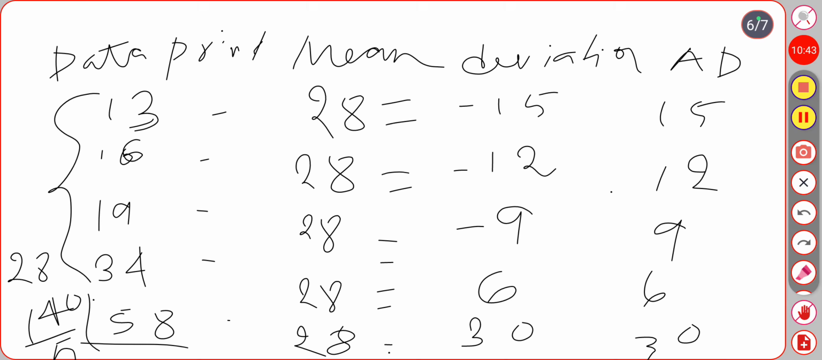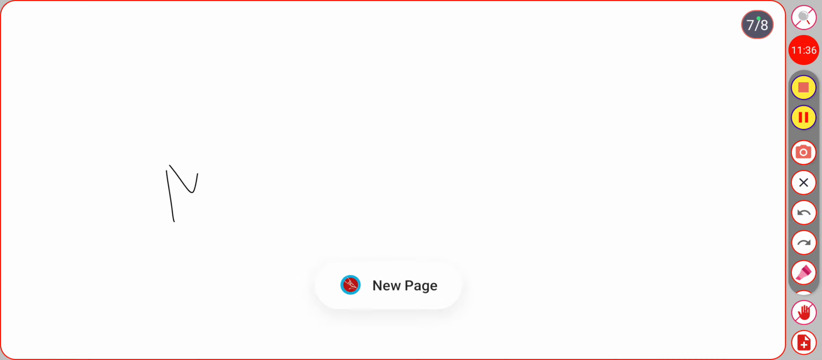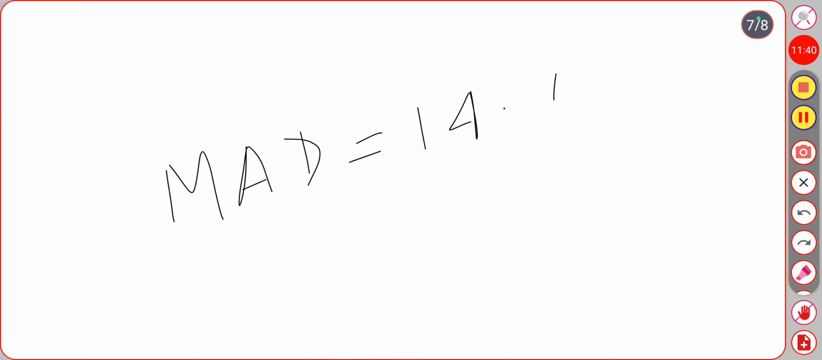So our objective is to add all these values, plus 15 plus 12 plus 9 plus 6 plus 30, we get 72, and then divide by 5. We get 14.4. That is the mean absolute deviation, 14.4. So mean absolute deviation is a measure of variability.